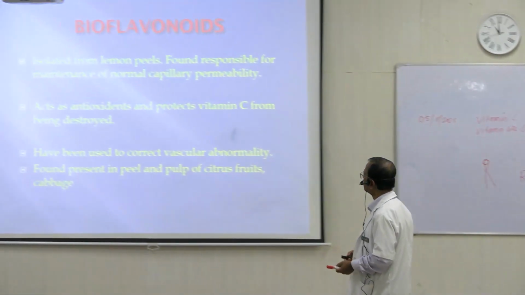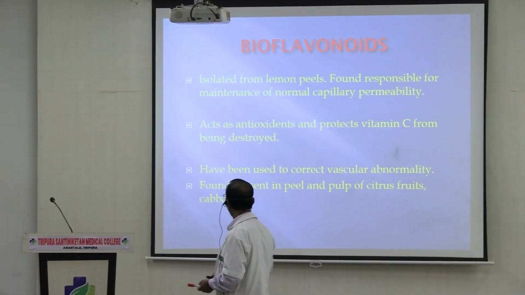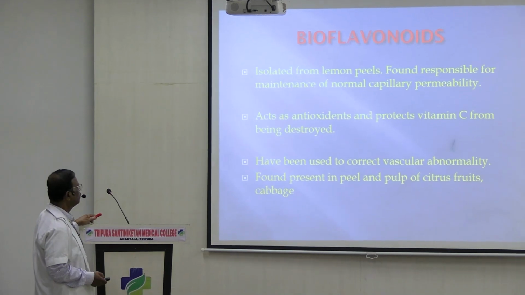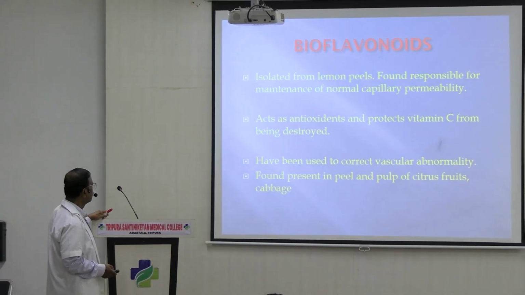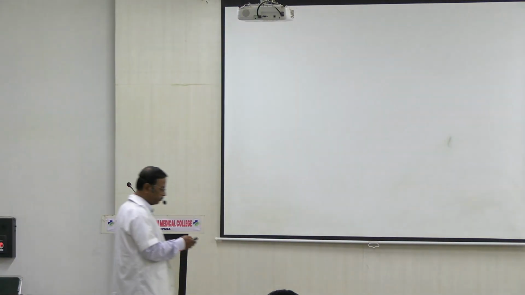Bioflavonoids isolated from lemon peels are found responsible for maintenance of normal capillary permeability, act as an antioxidant, protect vitamin C from being destroyed, and have been used to correct vascular permeability.